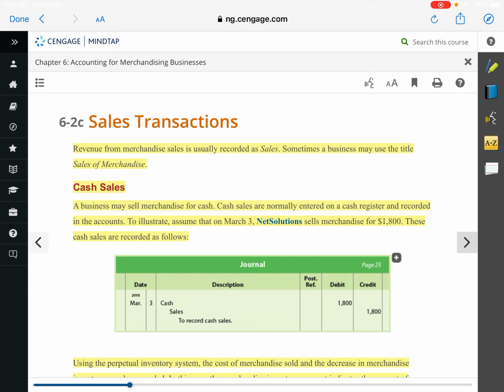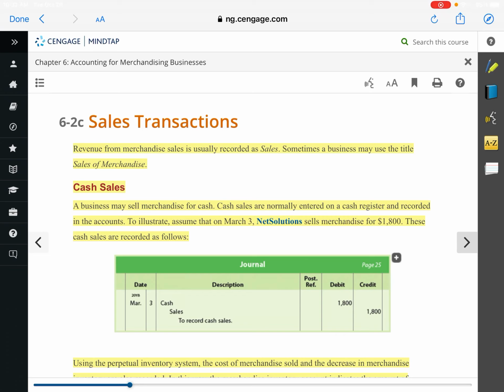All right? That's a cash sale. A credit sale works the exact same way. The only difference is instead of cash, we're going to debit accounts receivable. So in the first journal entry, we debit accounts receivable. That means that this customer has agreed to pay us this amount at a date in the future.